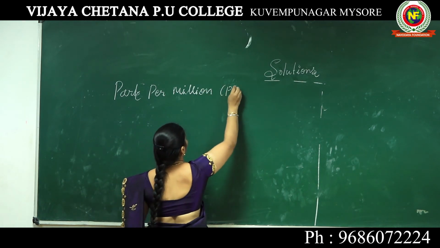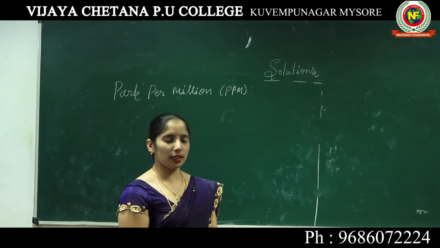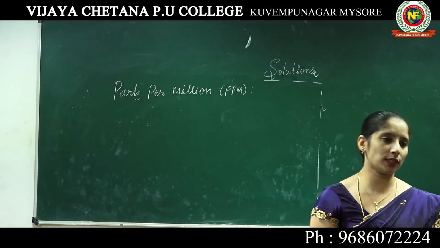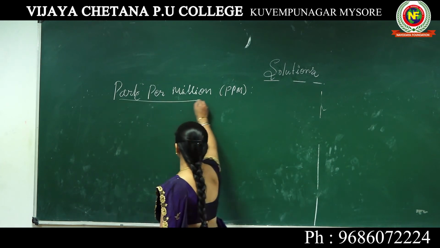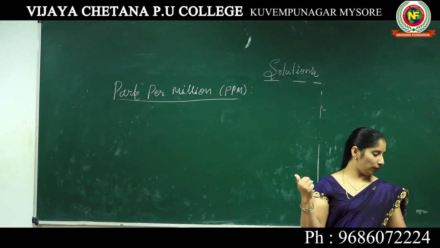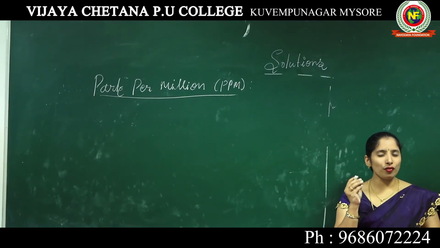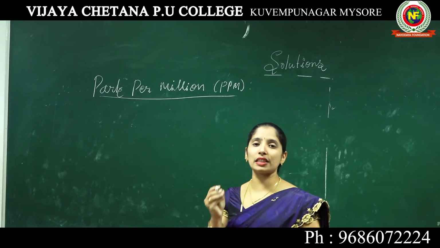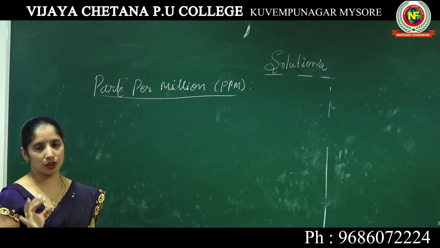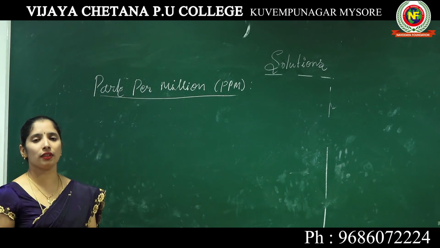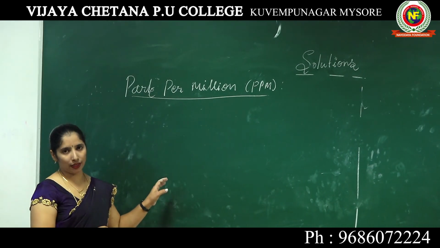So we also call it ppm, parts per million. Parts per million is another way to express the concentration of a solution. Here, the solution consists of traces, a little trace of solute in it. In those cases, we use one way of expressing concentration, that is parts per million.